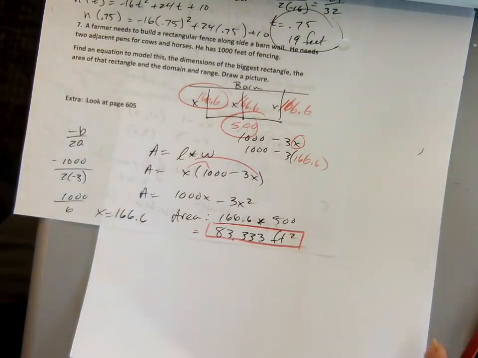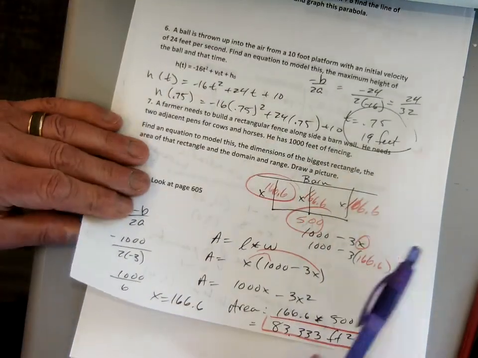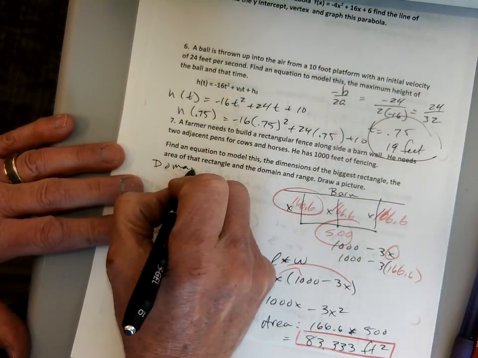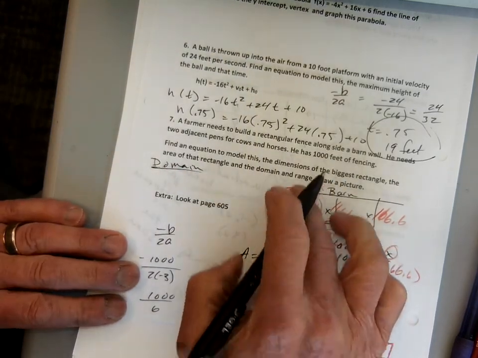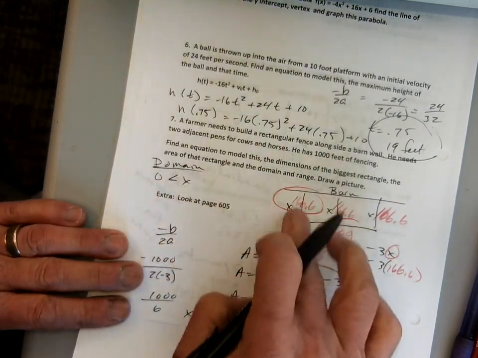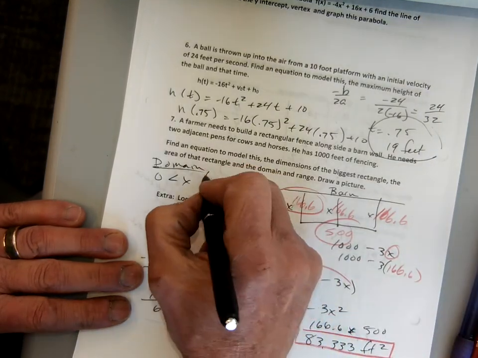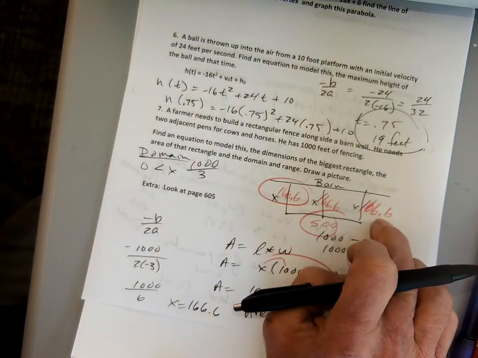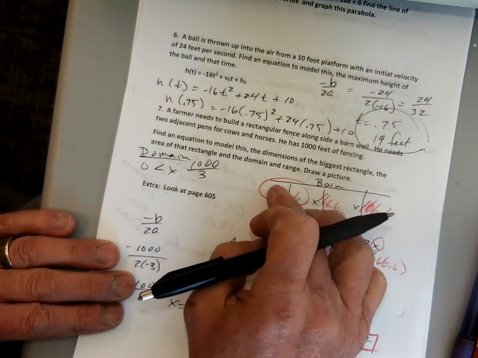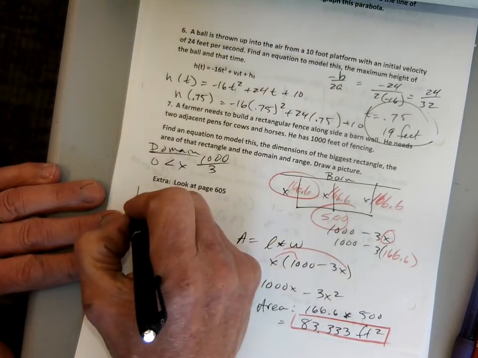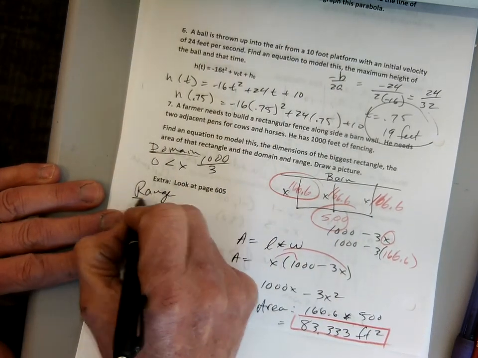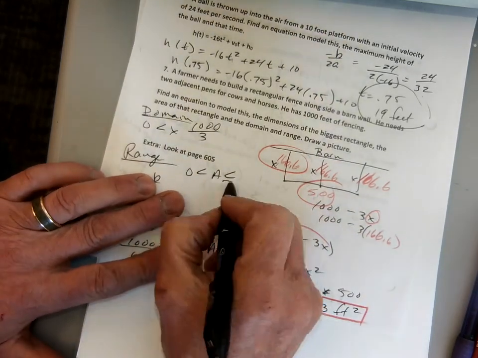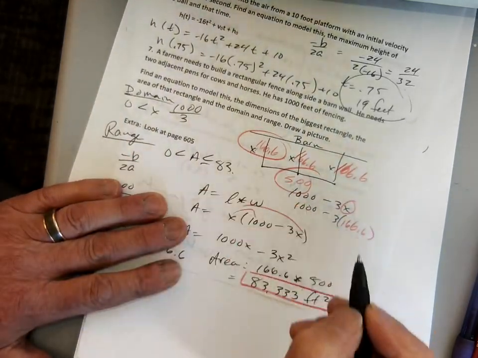Now domain and range. Well, domain is the size of the barn. So domain. The smallest you can make this side is 0. The largest you can make all 3 of these sides is 1,000 divided by 3, because you divide it in 3 parts, which is about 333. Take all 3 pieces, put it here, here, and here. The range is the area. And so the smallest area is about 0, and the largest area we know is this 83,333.